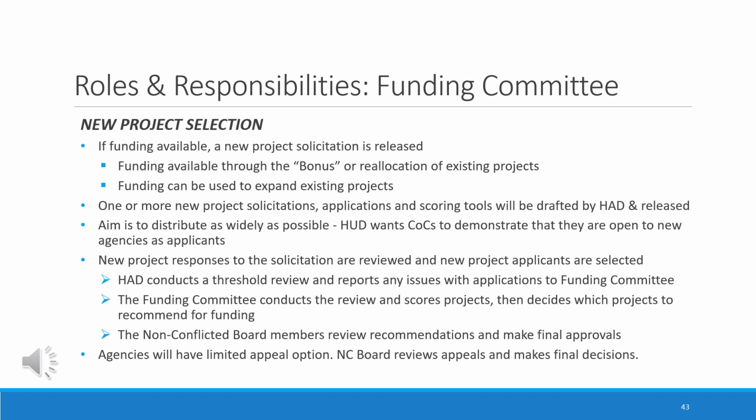HUD conducts a threshold review and reports any issues with applications to the funding committee. The funding committee conducts the review and scores the applications, then decides which applications to recommend for funding. The non-conflicted board members review those recommendations and make final approvals. After the applicants are notified of selection decisions, applicant agencies will have a limited appeal option. The non-conflicted board reviews any appeals and makes final decisions.